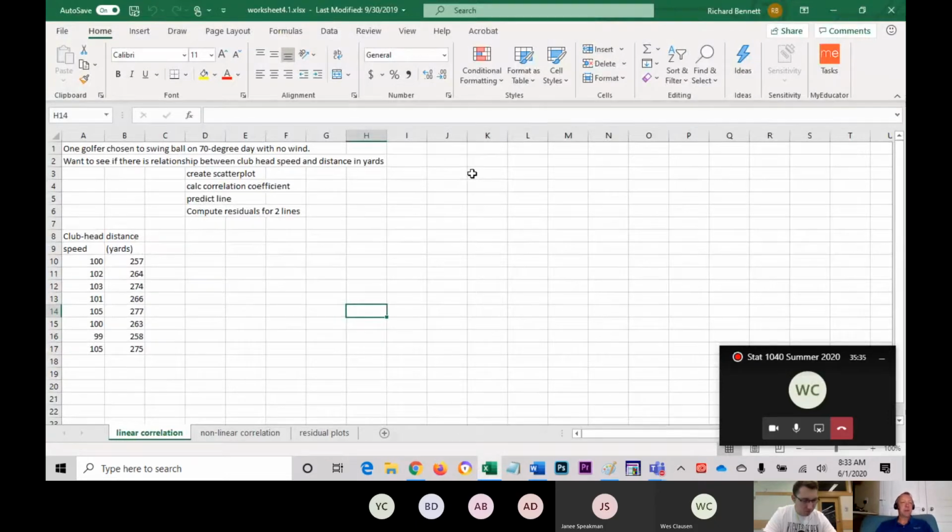A golfer has chosen to swing a ball on a 70-degree day with no wind. You want to see if there is a relationship between club head speed and the distance in yards. So let me ask you guys, first of all, do you think this would be a valid experiment to be doing? Does it make sense? As a golfer, yes, but I know that there's other details involved, such as launch angle and things like that. But yes, it is valid. Right. Okay. So what would be the first step that you would do on a small data set like this?